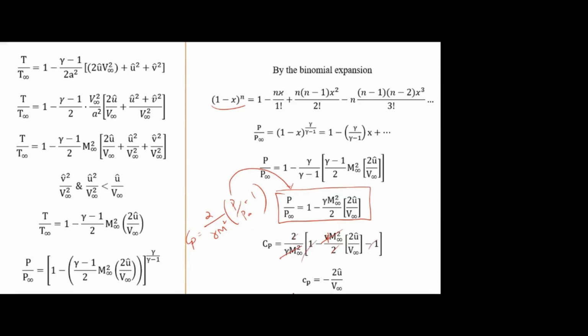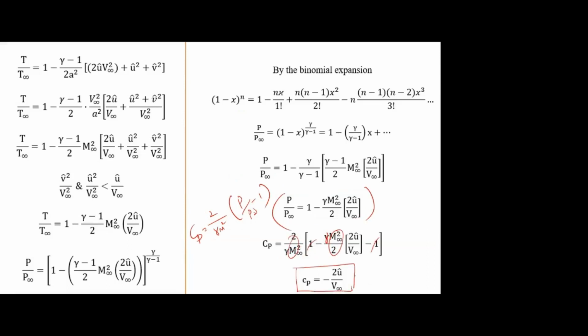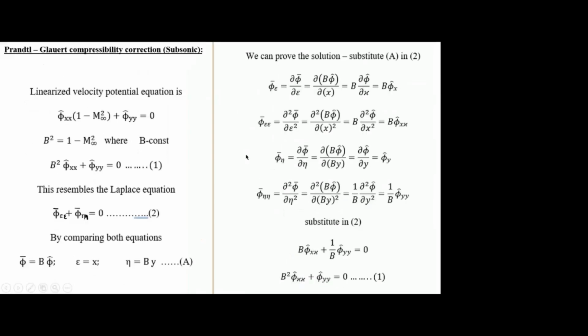This one gets cancelled. So finally, we are getting this term: Cp is equal to minus 2 u cap divided by V infinity. This is the linearized pressure coefficient for compressible flow. Now we are going to relate Cp for compressible and incompressible. The incompressible Cp formula was already derived in AD1 itself.